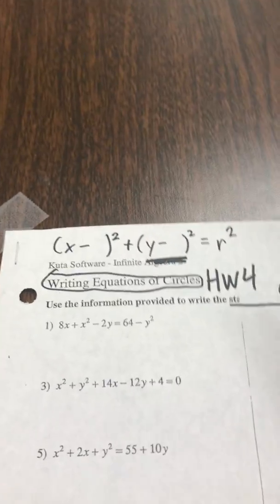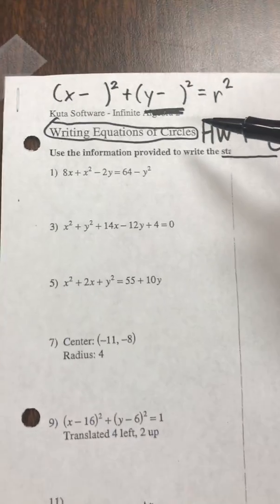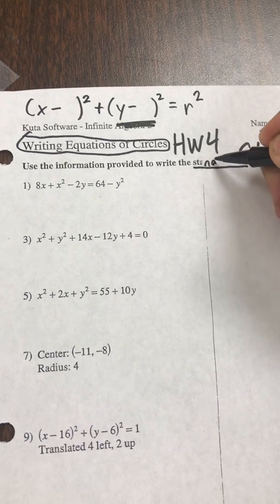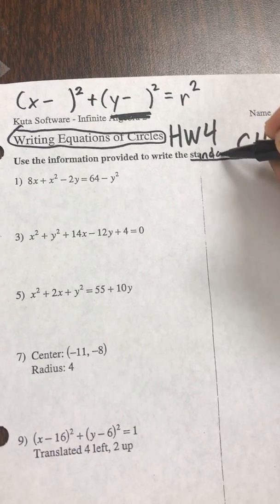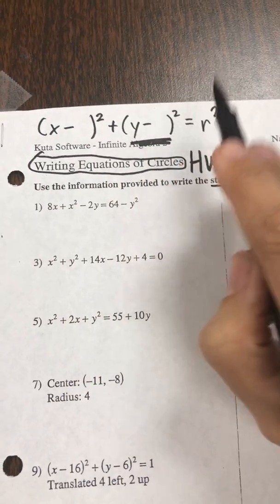Now you might be wondering, why? Why would I do this? Why would I want to write it like that? Well, mostly we've been answering that question, that this form allows us to know where the center is and where the radius is.